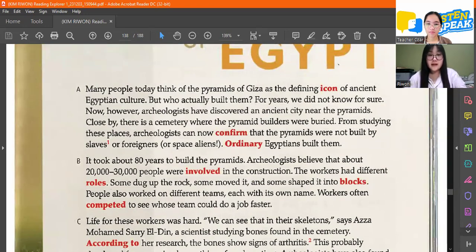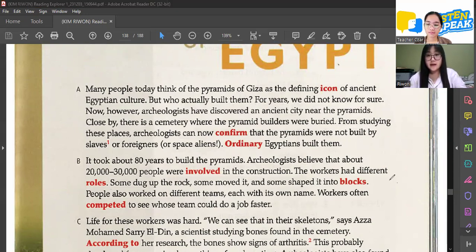Many people today think about the pyramids of Giza as the defining icon of ancient Egyptian culture, but who actually built them? For years, we did not know for sure. Now, however, archaeologists have discovered an ancient city near the pyramids. Close by, there is a cemetery where the pyramid builders were buried.